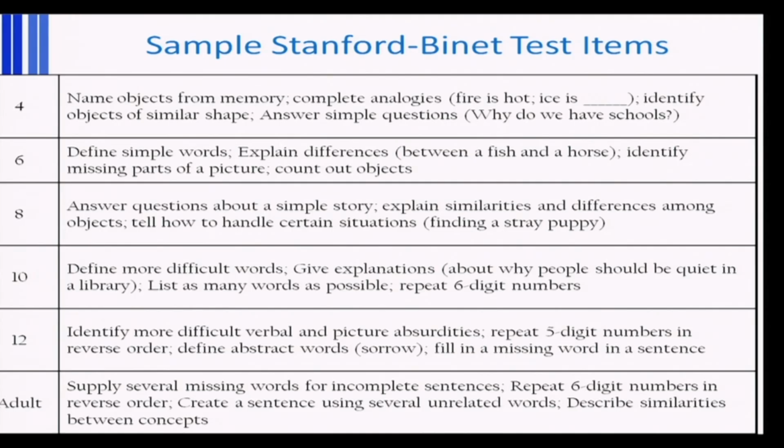Define abstract words like sorrow. How do you describe sorrow? How do you define happiness? Fill in a missing word in a sentence. So, these are some of the examples, but in the case of adults, supply several missing words for incomplete sentences, repeat a 6-digit number in reverse order, create a sentence using several unrelated words, describe similarities between concepts.